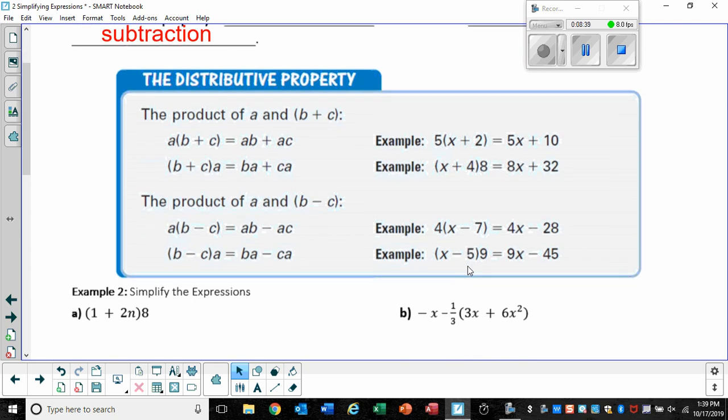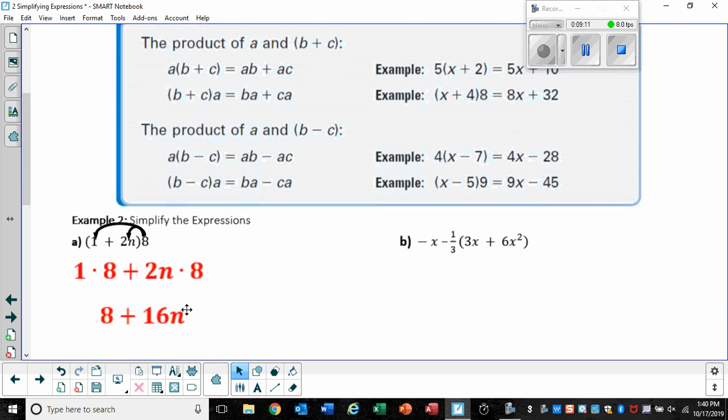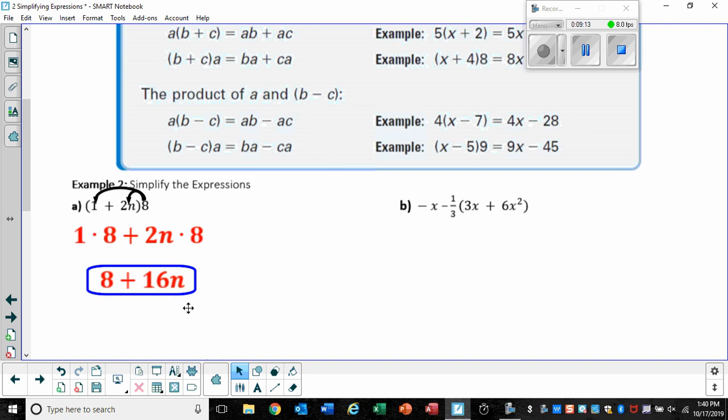Okay? So we're going to try this first one. We have 1 plus 2n times 8. We are going to distribute that 8. Okay? So we're going to do an 8 times the 1 and an 8 times this 2n. Okay? And then we just go ahead and multiply to simplify it out. So 1 times 8 just gives me 8. 2n times 8 gives me 16n. Okay? And that would be my final answer.